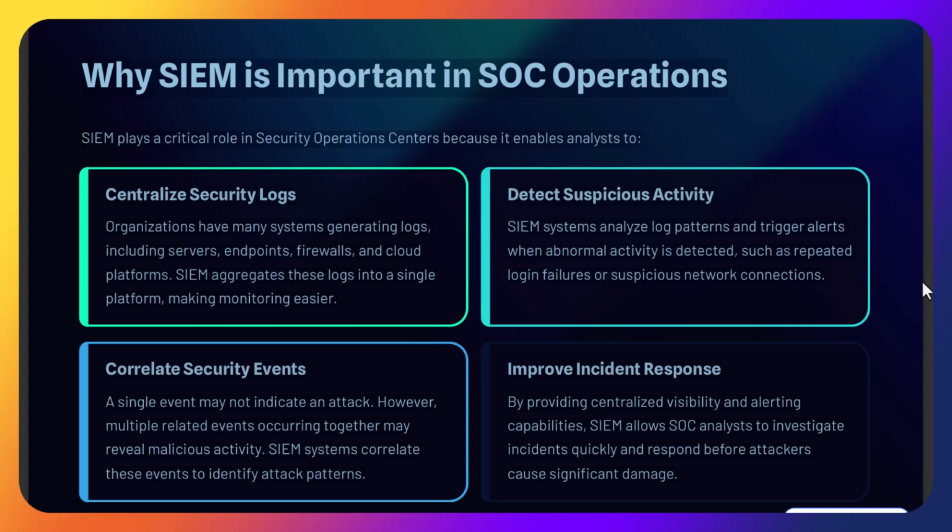SIEM systems use event correlation to connect related events and identify suspicious patterns. Event correlation means analyzing multiple events together to determine whether they form part of a potential attack.